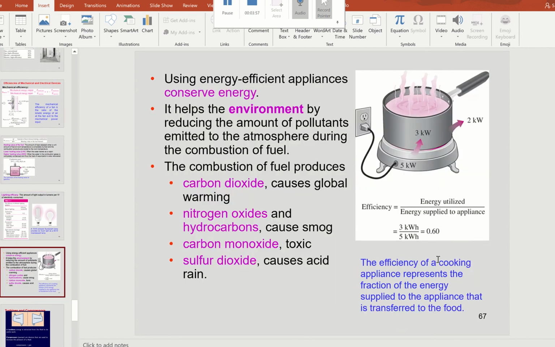Now let's look at a kitchen appliance. If you have an electrical pot that is given an input of 5 kilowatts, however only 3 kilowatts of that energy is used to cook the food. There are 2 kilowatts that inevitably are released to the surrounding kitchen, because whenever we cook in the kitchen you always feel like the room gets hotter, right? Not all of this heat has been converted to cook the food. So in that situation, your desired output is 3 kilowatts and your required input is 5, therefore efficiency is 0.6 or 60%.